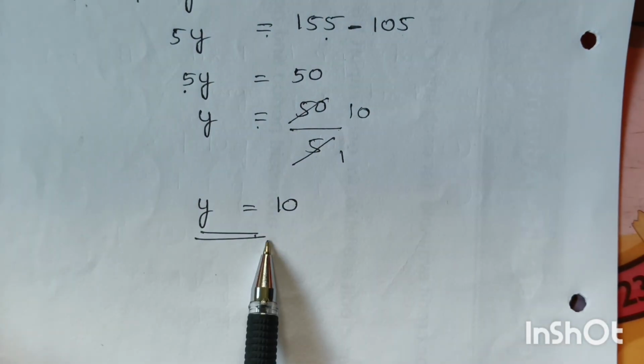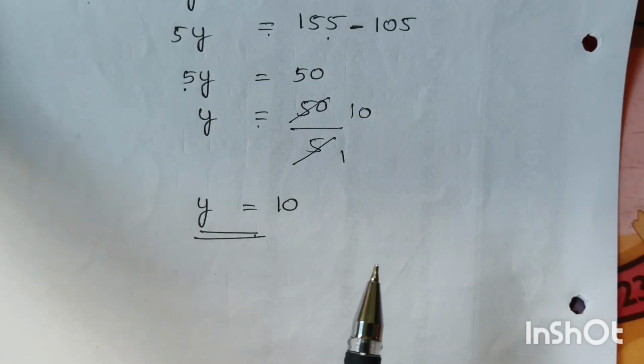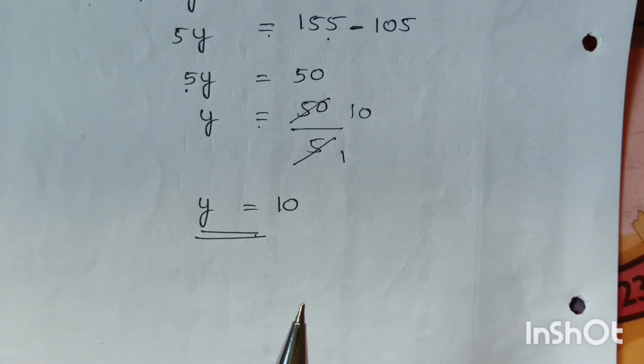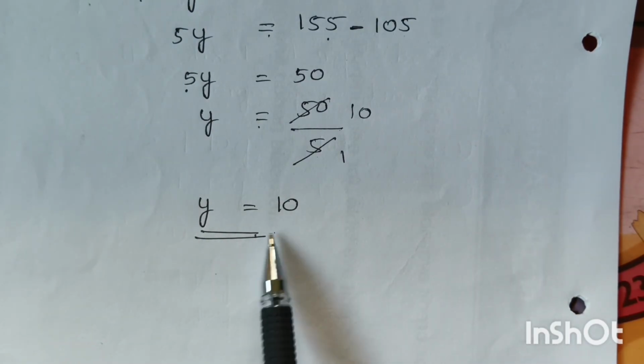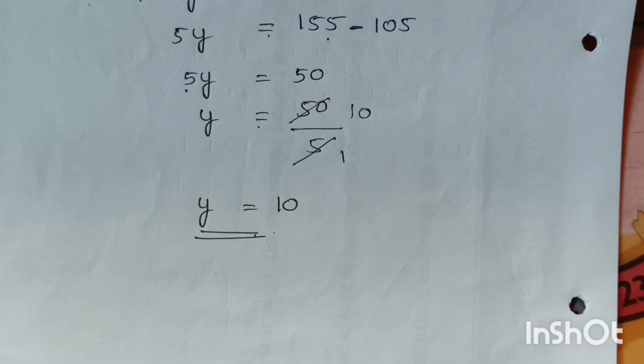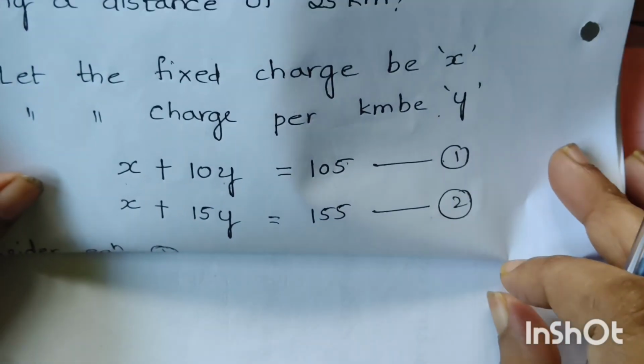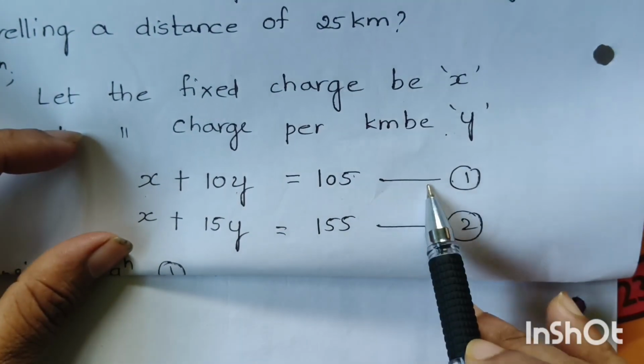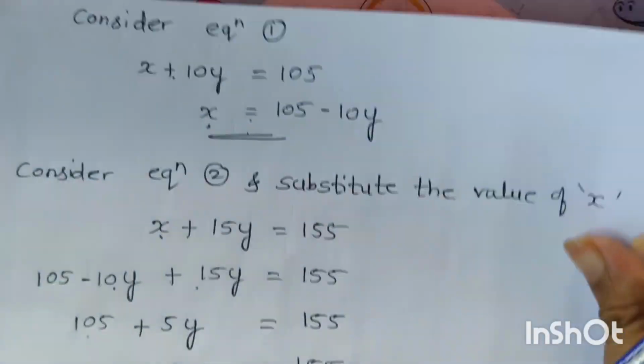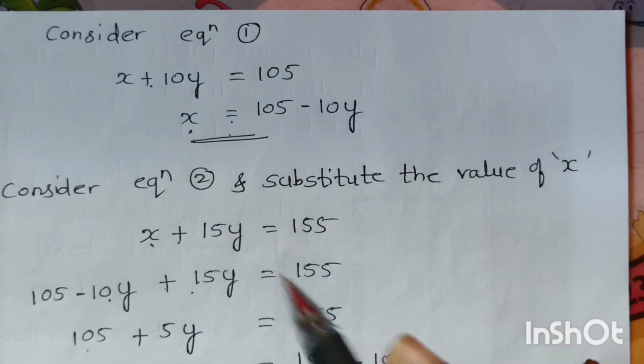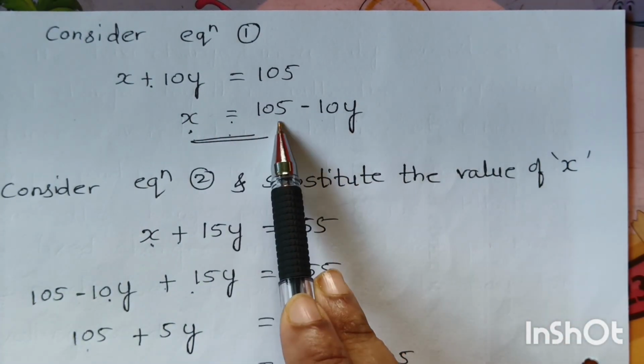Now our intention is to get the value of x. Now you can substitute the value of y in any of these three equations. See here. First we have written these two equations, right? Equation 1 and 2. And afterwards we got this equation, x is equal to 105 minus 10y.